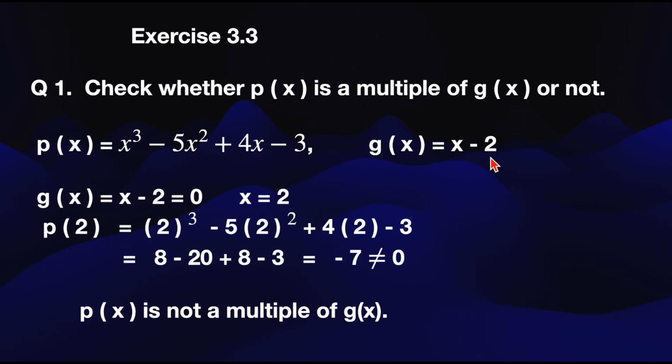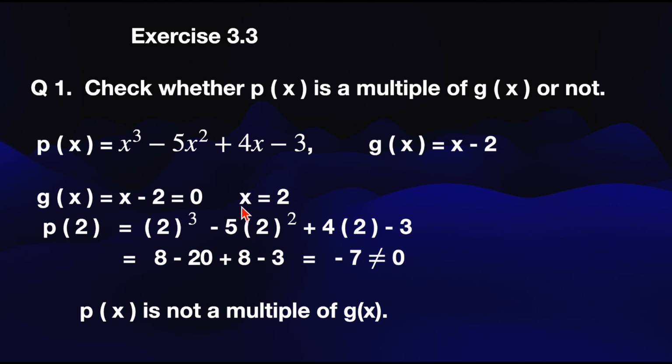So first we'll put g(x) is equal to 0 and find the value of x. And then we will substitute this value of x in the above polynomial. If it is 0, then p(x) is a multiple of g(x). If it is not 0, then p(x) is not a multiple of g(x).